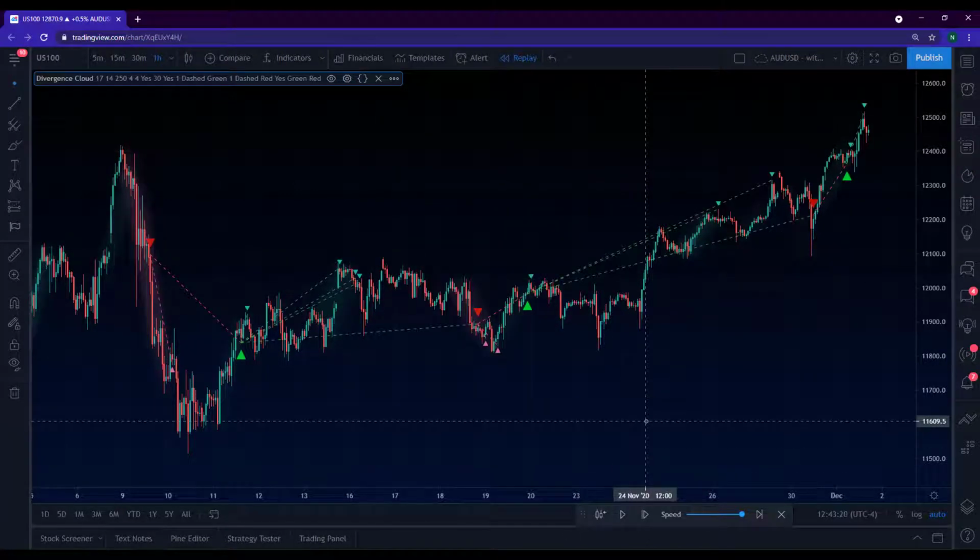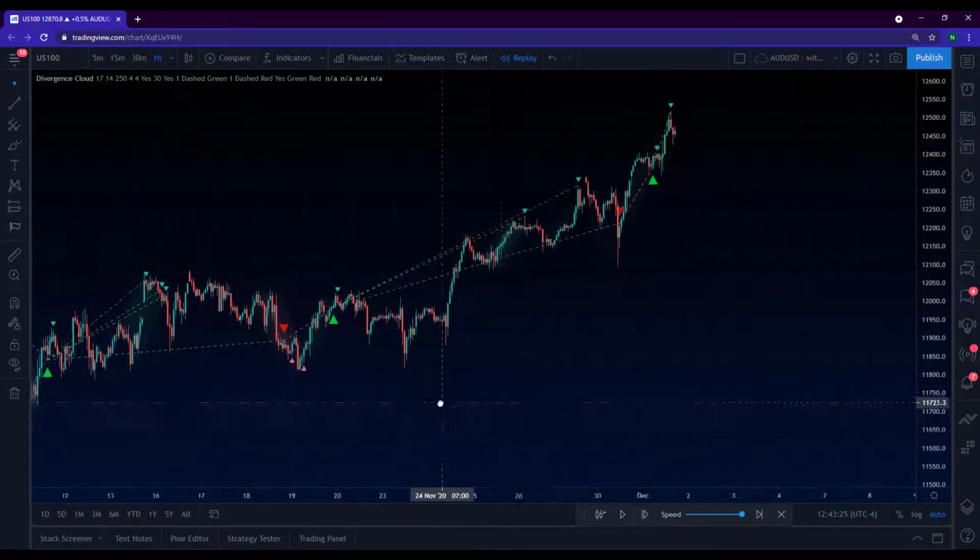We can see now that we've actually gotten rid of the majority of these flat signals, and the trades we're catching are part of bigger confirmed moves. Let's continue playing forward.